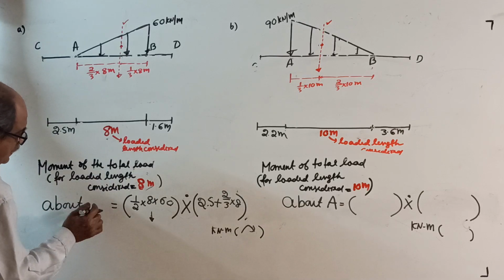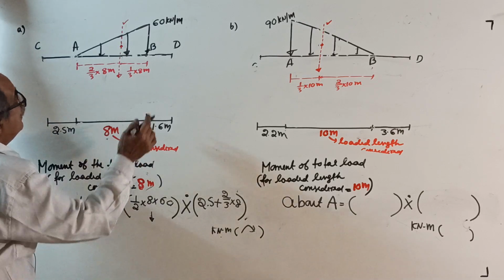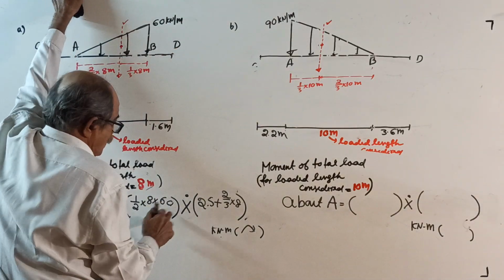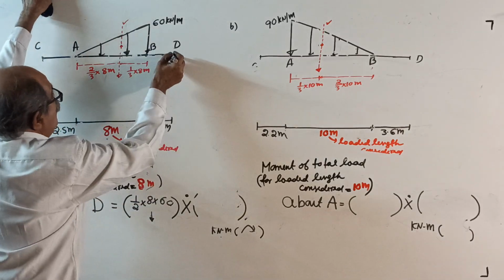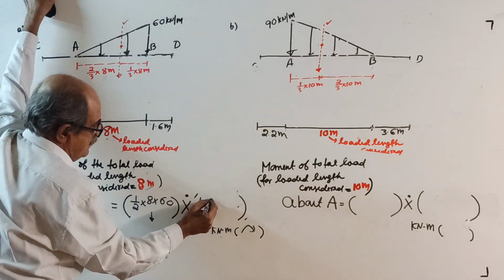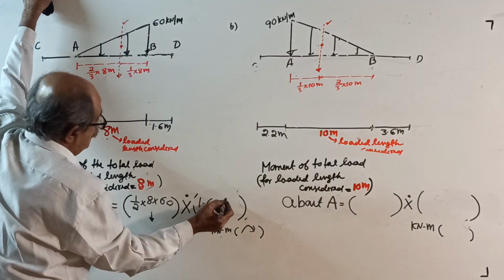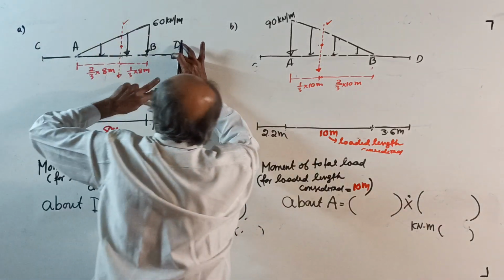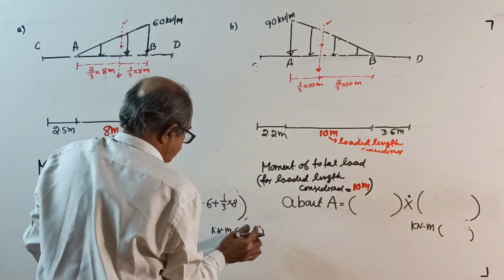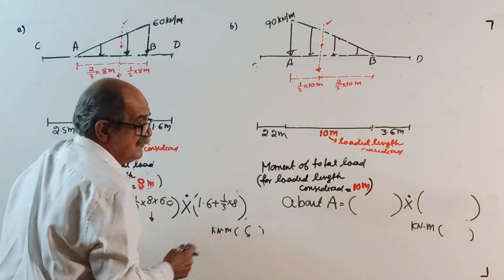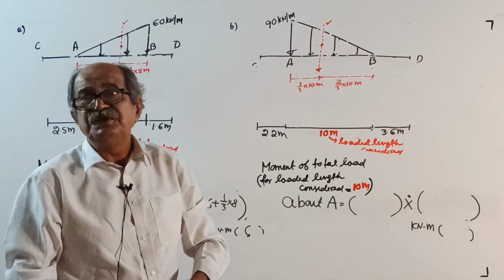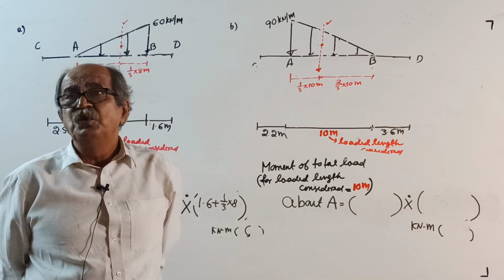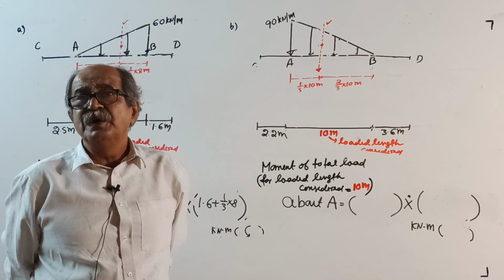Then lastly, completed now. Further below write moment about D. About D. Total load already over into 1.6 plus 1/3 of 8, anti-clockwise.